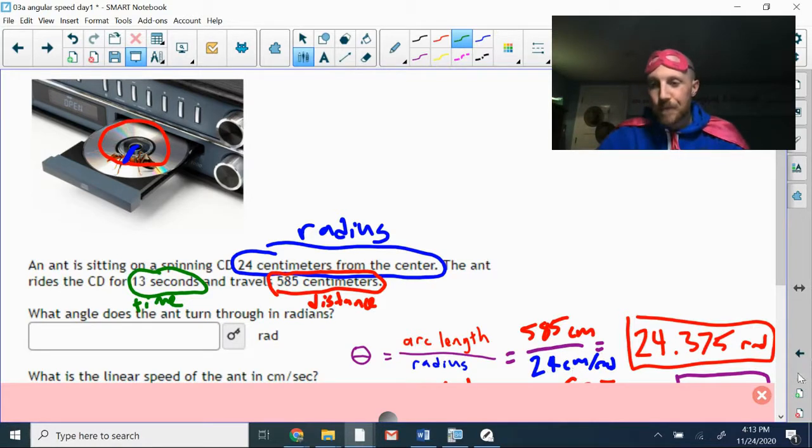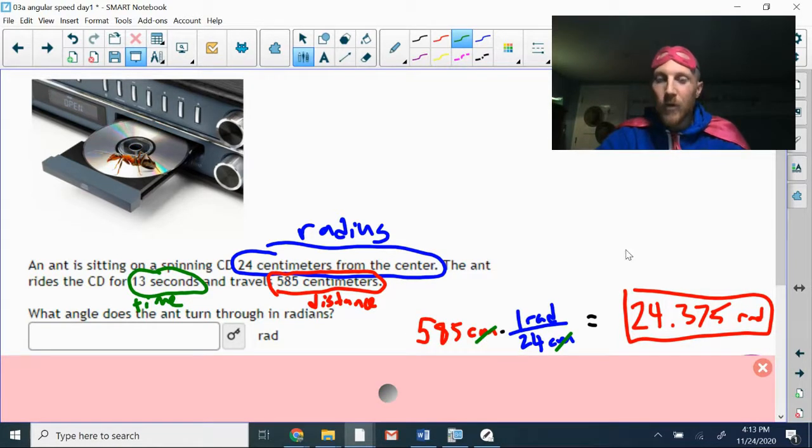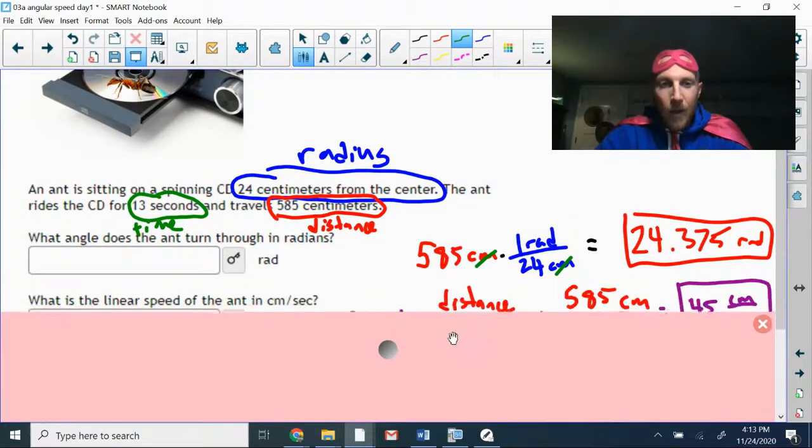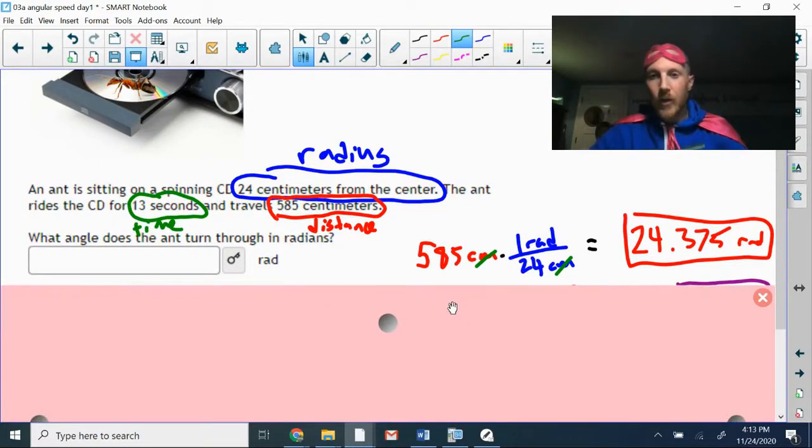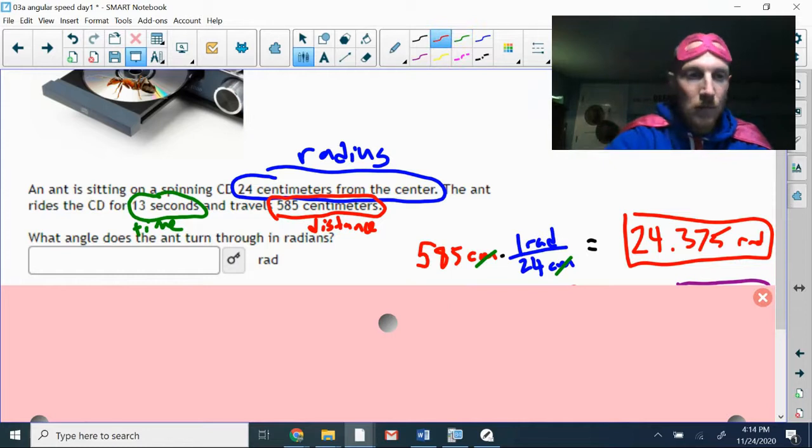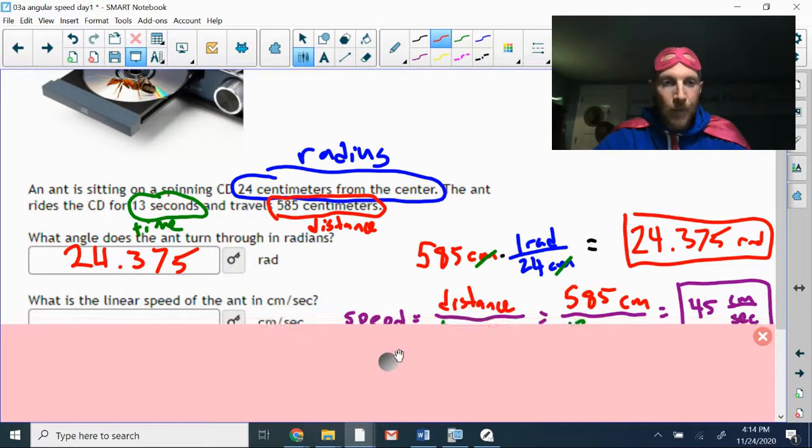We're going to stick with the conversion factors because we want to do this the same way all the time and not invent new formulas. So let's keep track of that answer: 24.375 radians.